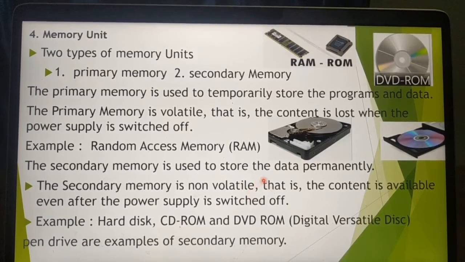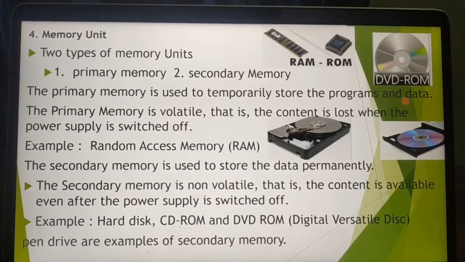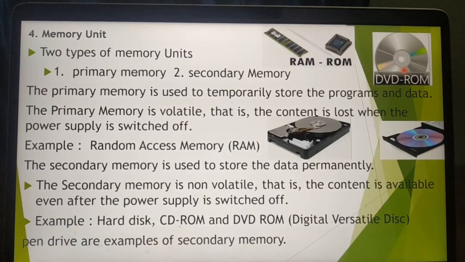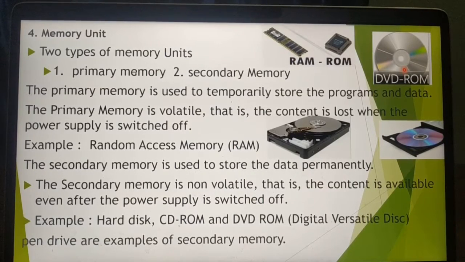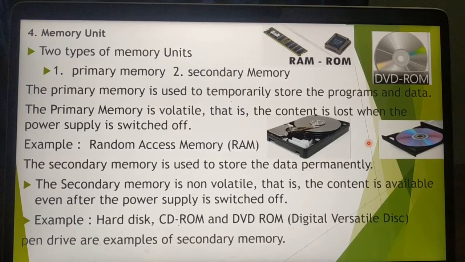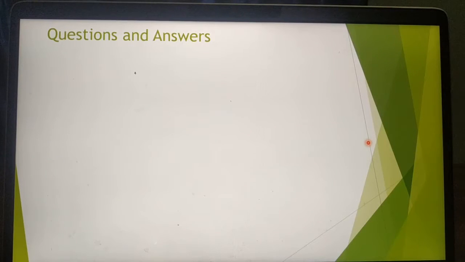When you see the CD and DVD, both are the same, but in CD we can store only 700 MB of data, but in DVD we can store up to 17 GB of data. That is a digital versatile disk. This is an example for secondary storage device. Then nowadays we are using the pen drive also. It's a secondary storage device.